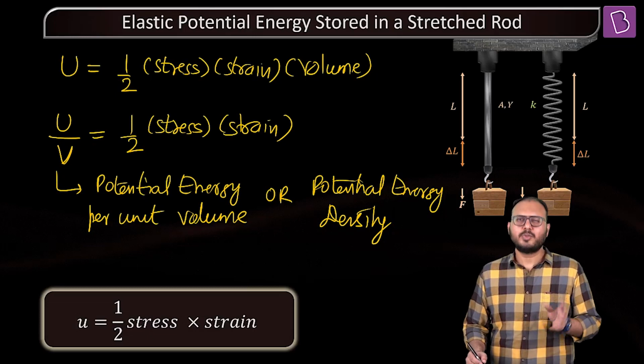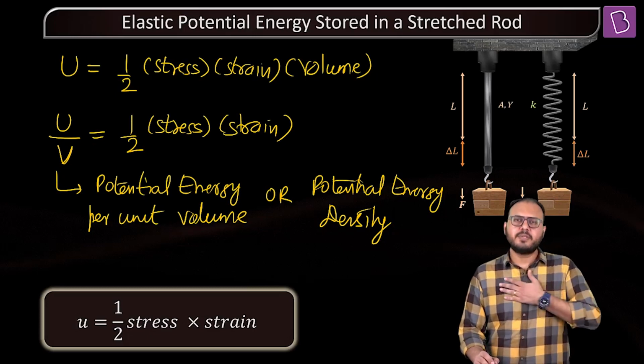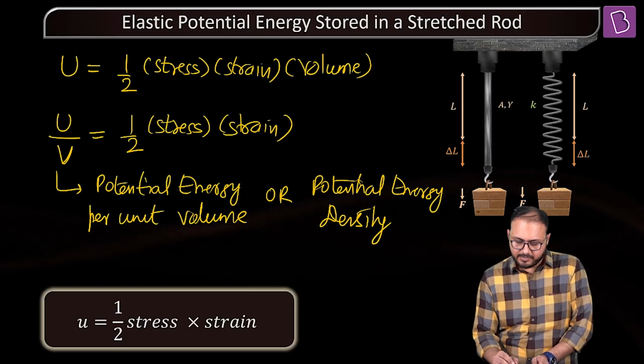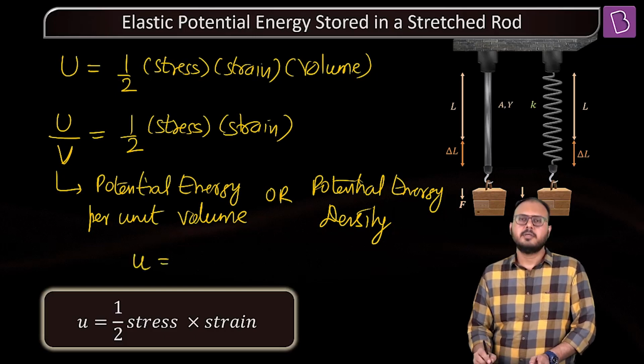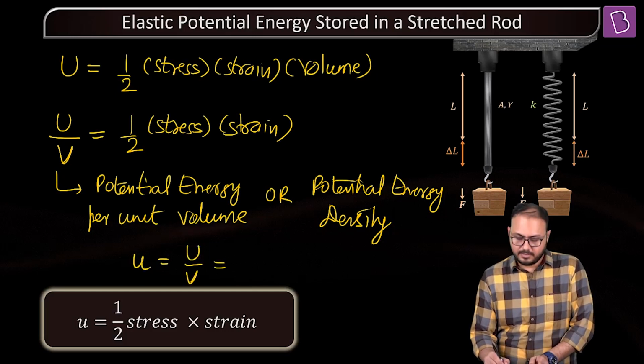Symbol small u, so that it's different from capital U. Energy per unit volume. You know how I remember this formula? I remember this formula like this. Essay. This is a nice way of remembering it. U by V is sigma epsilon by 2.